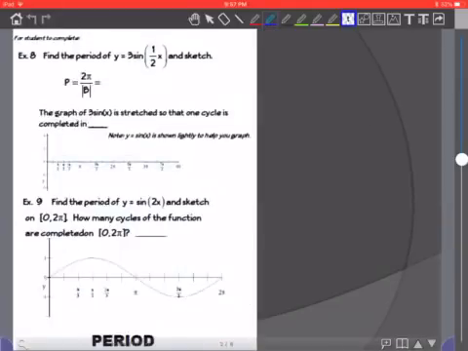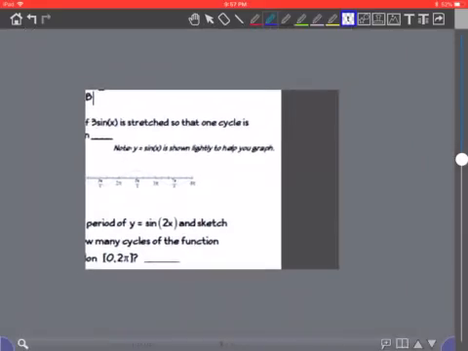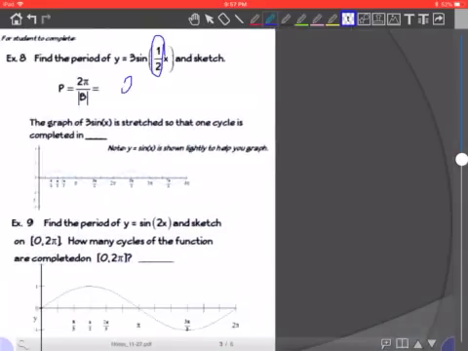So in example 8, our b value is 1/2. So I'm going to do 2 pi divided by 1/2. So 2 divided by 1/2 is actually going to give you 4, and then put the pi behind it. So it says the graph of 3 sine x is stretched so that one cycle is completed in 4 pi.